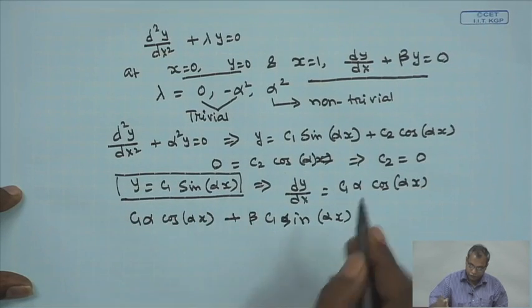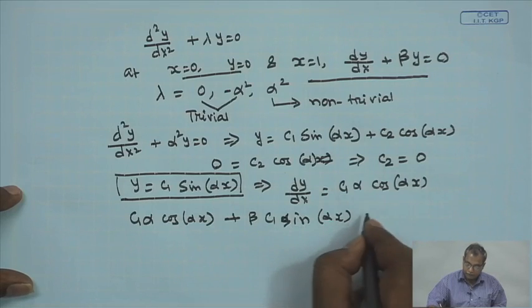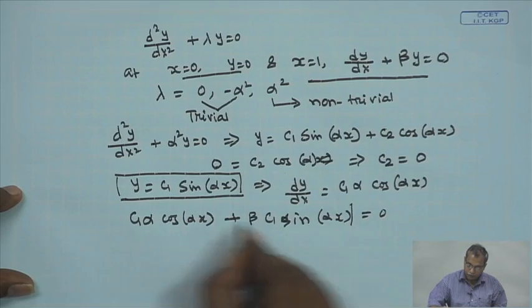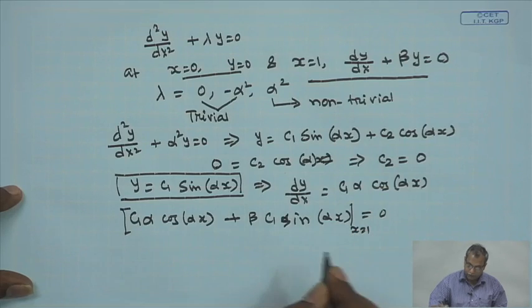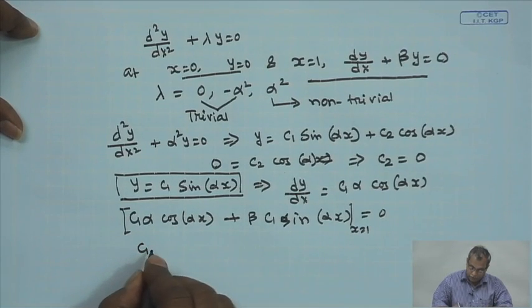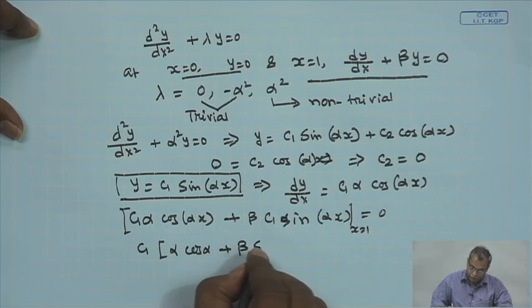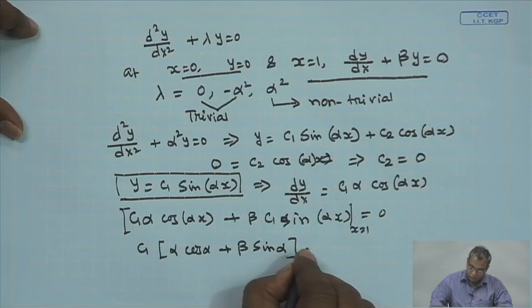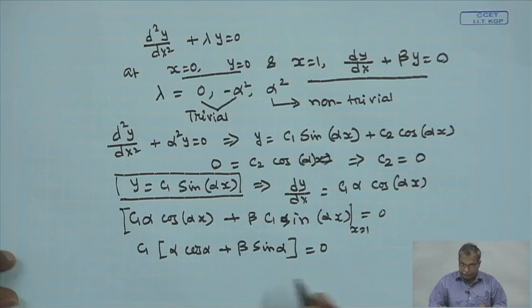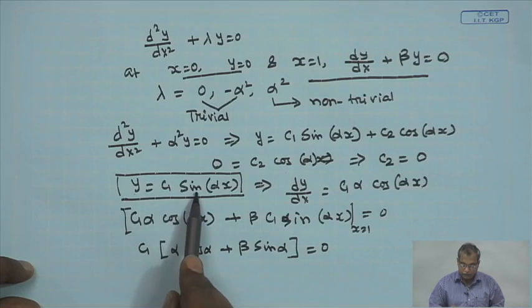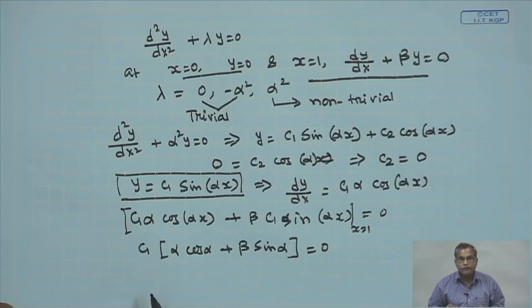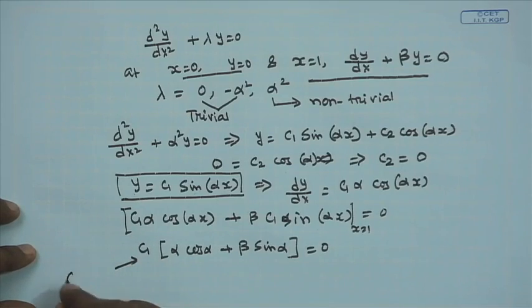Now, this should be equal to 0 when the full thing is evaluated at x is equal to 1. So, let us do that. C1 will be common: C1 times alpha cosine alpha plus beta sin alpha is equal to 0. Now, if C1 is equal to 0, then again we will be landing up in a trivial solution, that has to be avoided. So, for non-zero C1, the other term in the bracket will be equal to 0.